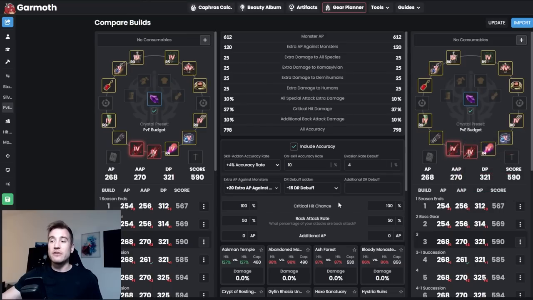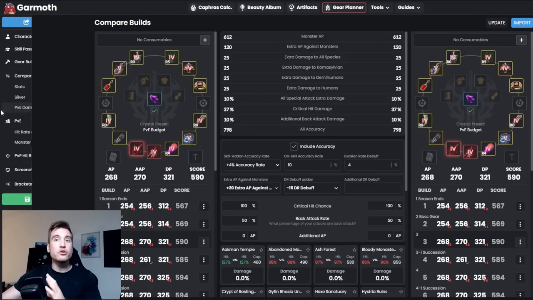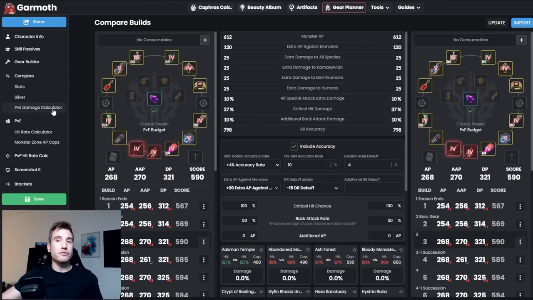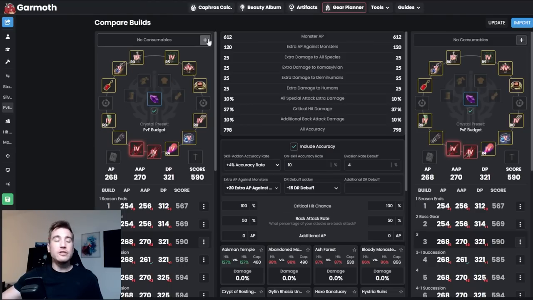So everything is equal. As you can see, there's no damage difference here. First off, where am I right now? Well, I'm on gamoth.com. Whenever you go into your gear planner, you can go over here and say PvE damage calculator on the left side. And this is where I'm at right now. Right, so let's see the difference.